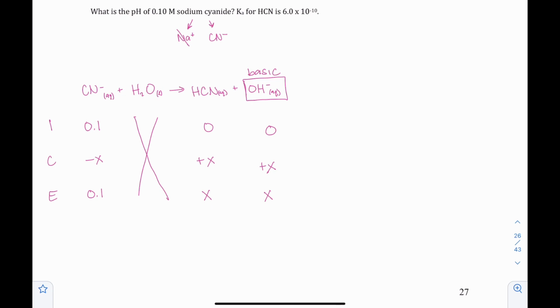Cross out the water since it's a liquid and liquids don't affect concentration. Start with the 0.1 molar concentration of cyanide and 0 for the products. Use an unknown variable x for the change since we don't have any equilibrium concentrations we can use. And we can consider the change amount for cyanide to be negligible since we're already starting out with such a large amount of it.